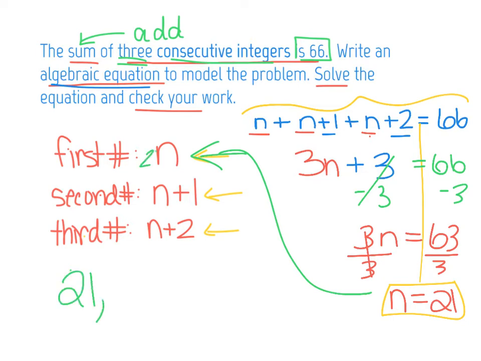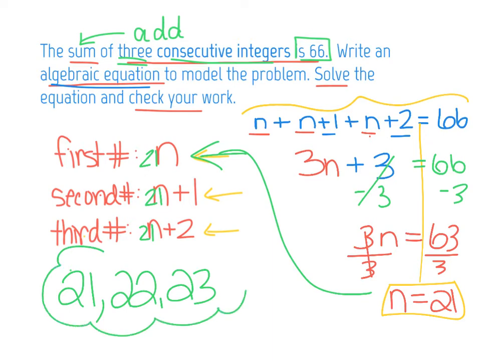Then that means that our second number is 1 more than that, or 21 plus 1, which is 22. And then our third number would be 21 plus 2, which is 23. And these are going to be our 3 consecutive numbers that have a sum of 66. If I add those all up, I get 66.